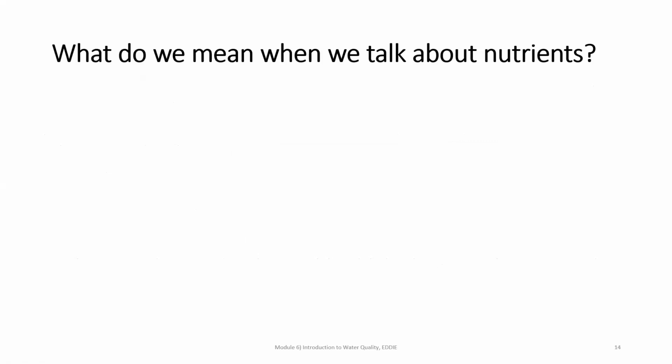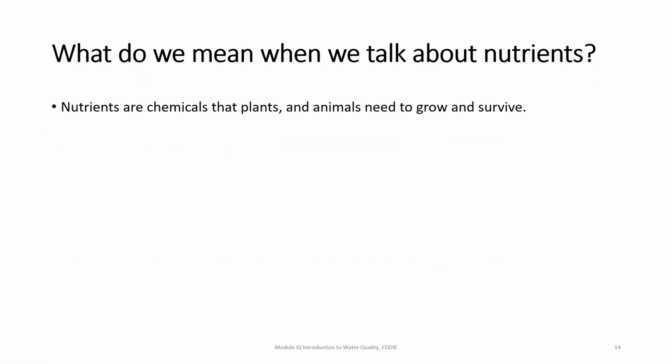Okay, so I want you to think to yourself and tell me, what do we mean when we talk about nutrients? Take a moment to think about that. What do you think about when I say nutrients? Maybe you think nutrients are chemicals that plants and animals need to grow and survive, right? You might have thought about vitamins. You're right, I've got to get all my nutrients in so I can survive. And you would be right. These are important chemicals for life.